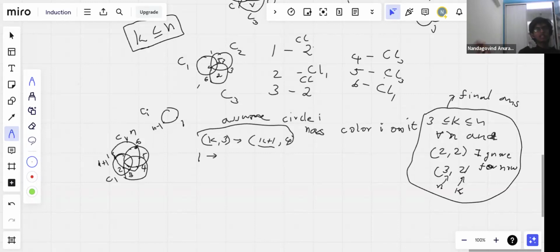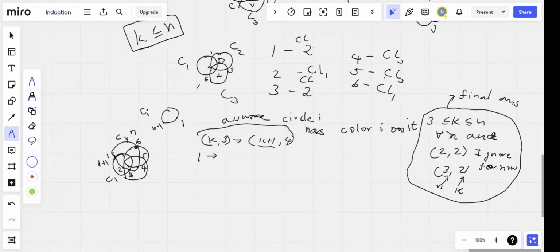But before that, does everyone understand the idea for how we want to think about going from k comma n to k plus 1 comma n plus 1, as Aditya had mentioned? We're adding this new n plus 1 circle, and we want to figure out nice ways to color each of these points.